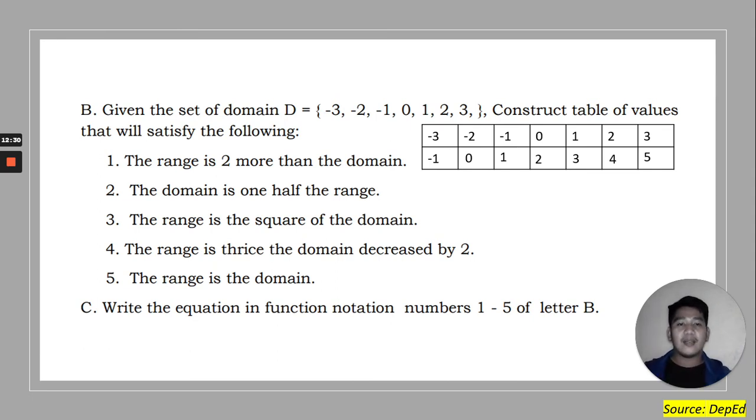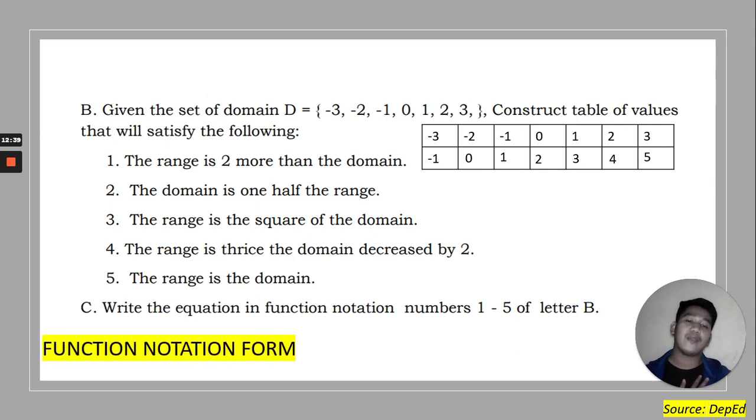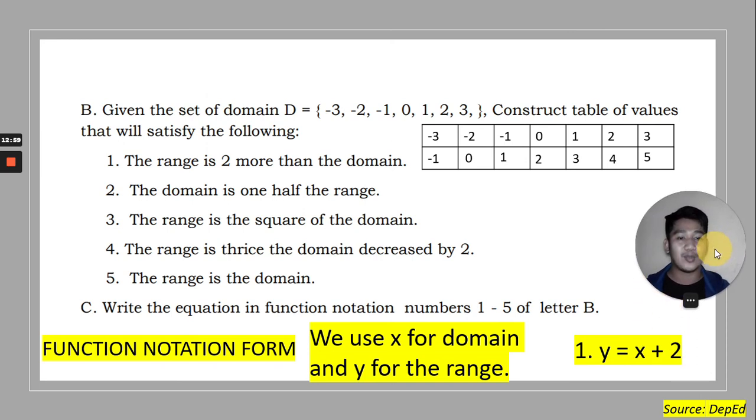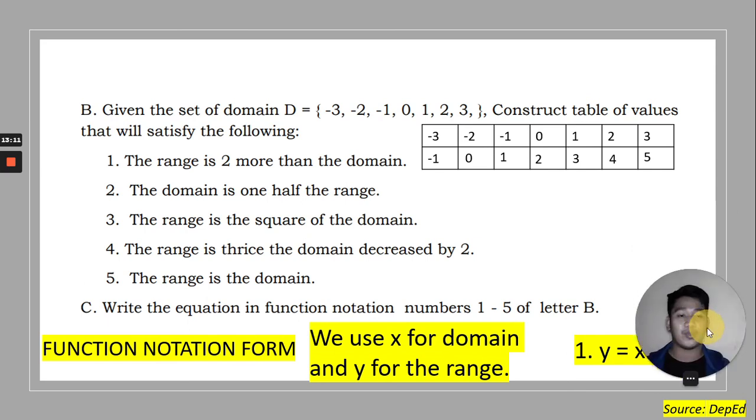Next, if you want to know the function notation of numbers 1 to 5, here it is, letter C. Of course, we'll just answer number 1. In function notation form, we use x for the domain and y for the range. So we get the range by adding 2 to the domain. It will give us y is equal to x plus 2. We just add 2 to each element of the domain. So therefore, we have this as our function notation form: y is equal to x plus 2. I hope you get that.